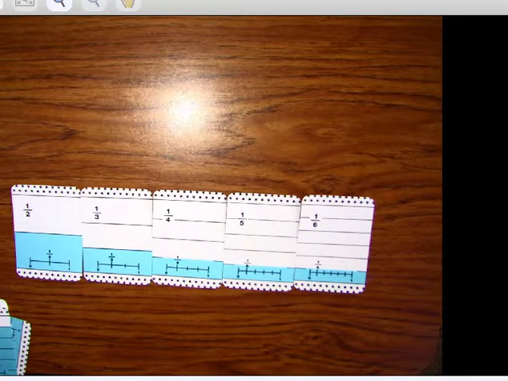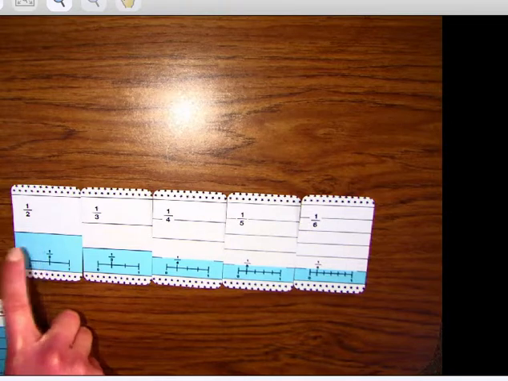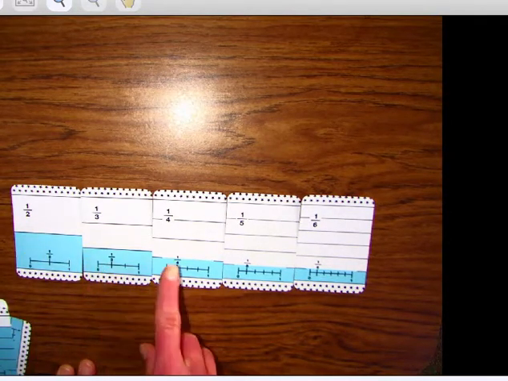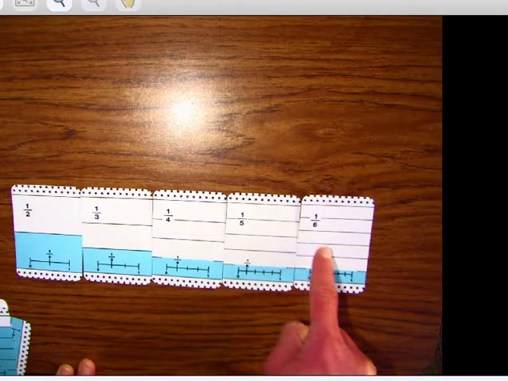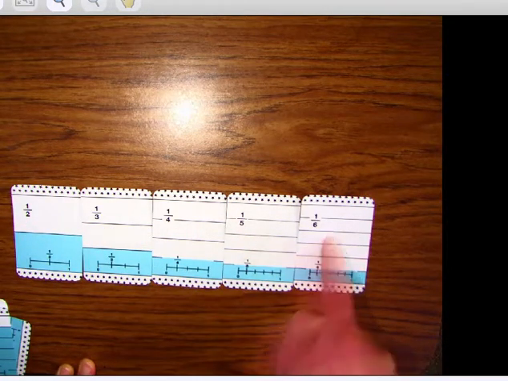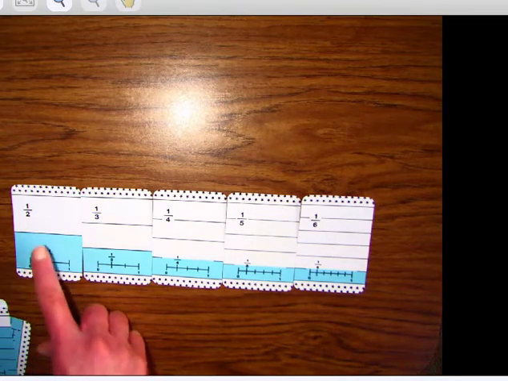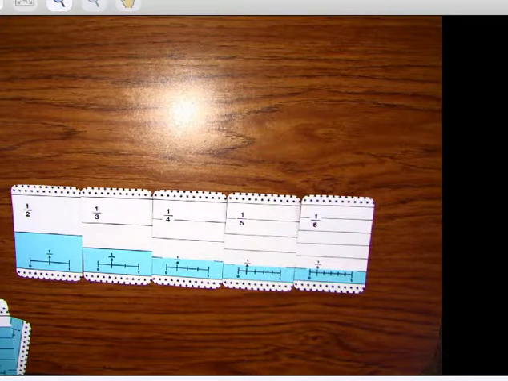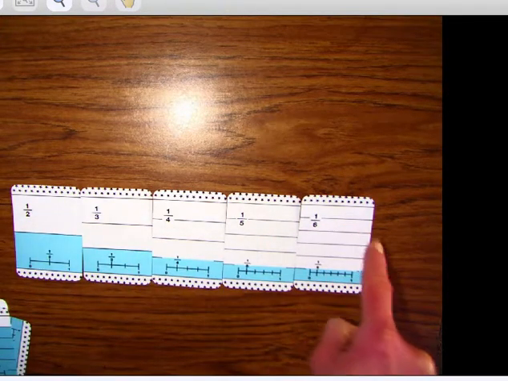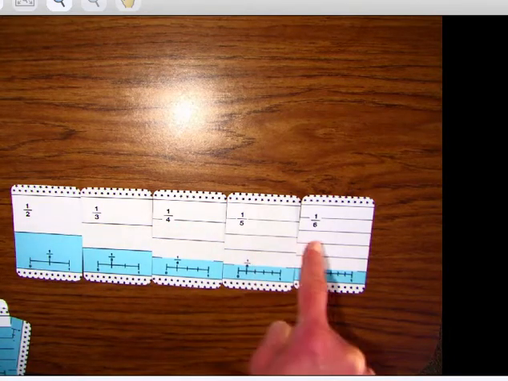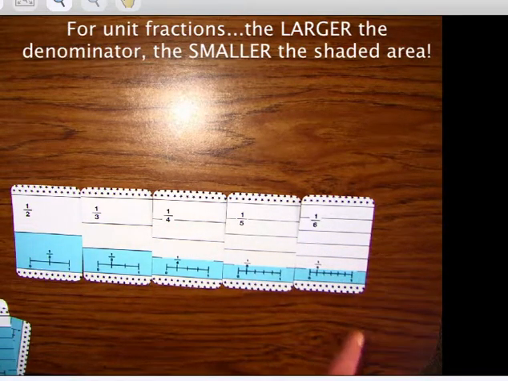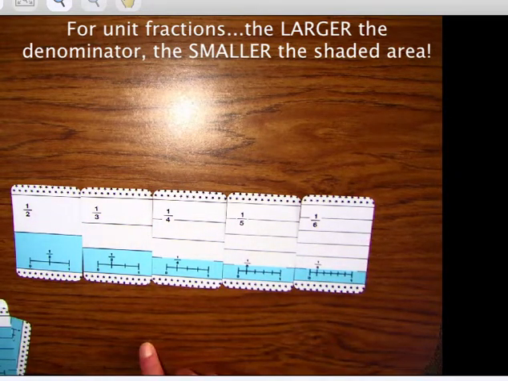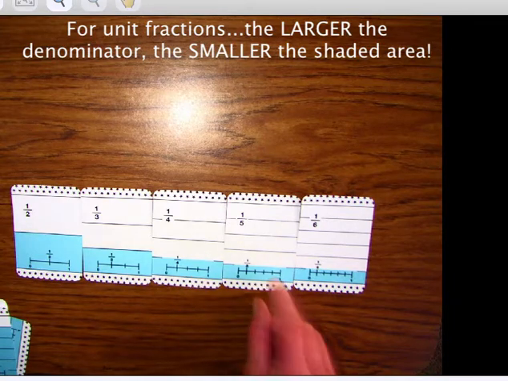If you said, well, Mrs. MacPhail, take a look at this. The shaded area, or the blue here, representing 1 out of 2, is pretty big. But as we go along and that denominator gets larger, we're going from 2, 3, 4, 5, 6, the shaded area is getting smaller with each increase of the denominator, okay? And this is because our numerators are all staying the same. So the larger your denominator is, and as long as you have a unit fraction where the numerator is equal to 1, your shaded area is going to decrease.